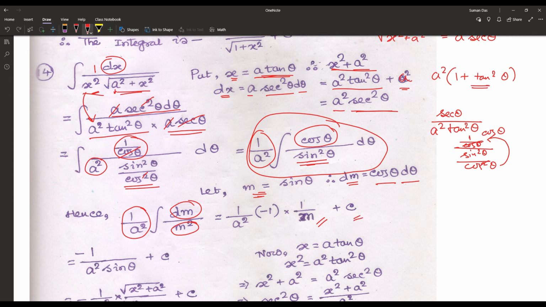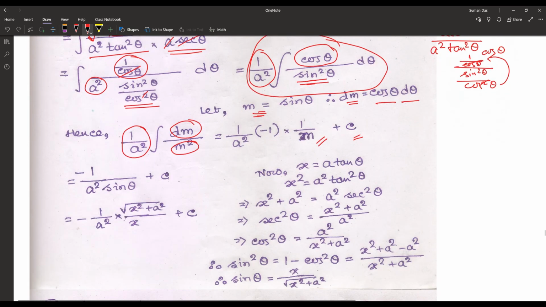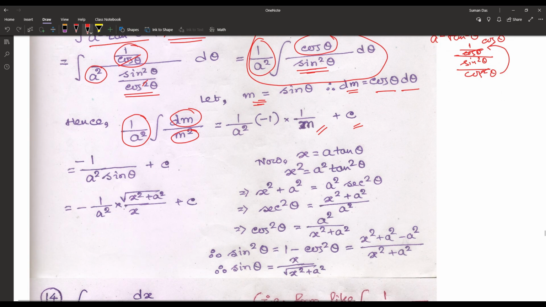Now once again we have to return to x. Now x is equal to a tan theta. So x square is equal to a square tan square theta. So x square plus a square is equal to a square sec square theta. So sec square theta is equal to x square plus a square by a square. Now as cos square theta is equal to 1 by sec square theta, we may write cos square theta in that way.